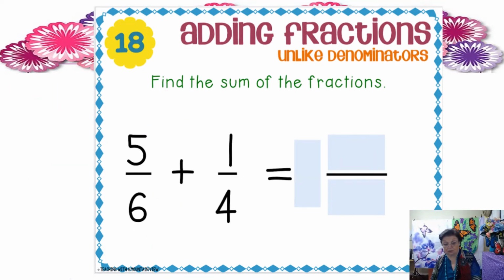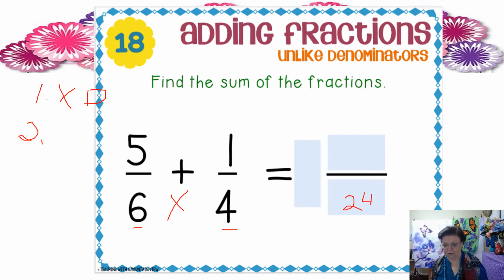Wow. Let's try this one. Let's see if you guys can do it. I have a fraction I'm going to try to add, and it has unlike denominators. It is an unlike fraction. What am I going to do first? Multiply the denominators. 6 times 4. What is 6 times 4? 24.